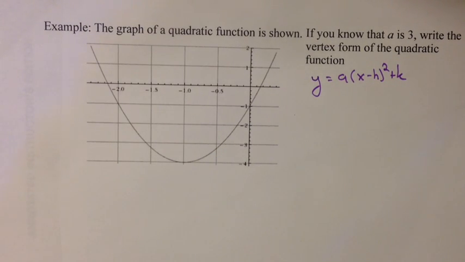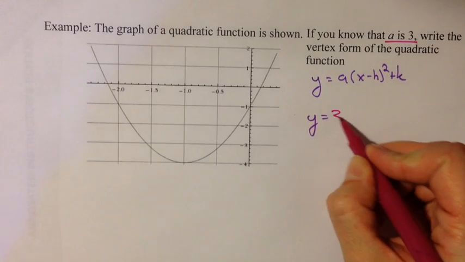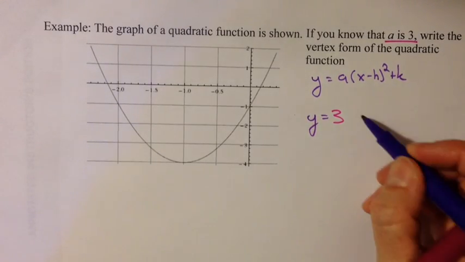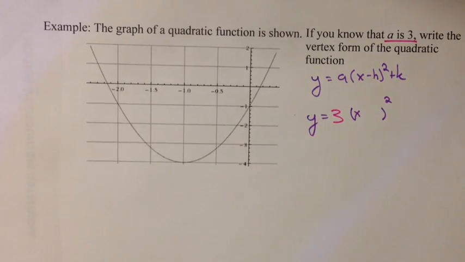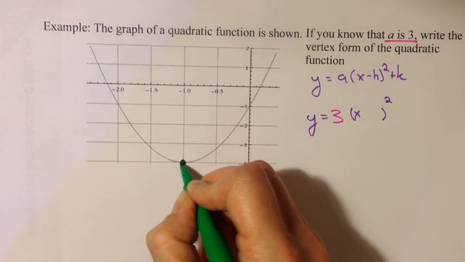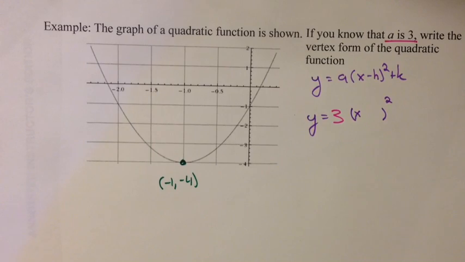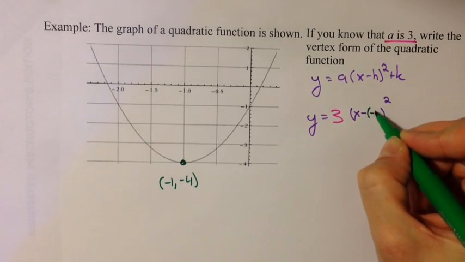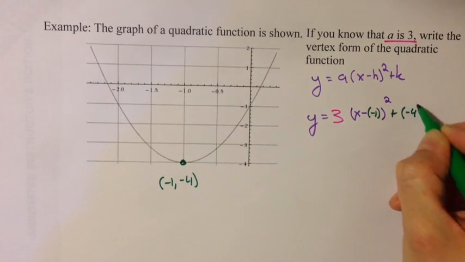The first thing I noticed is that the problem said that a is 3, so we can fill that in right away. We know that y equals 3 times some other stuff. Now, I'd like to know what h and k are. Those come from the vertex, and on my parabola here, I can actually read the vertex right off. The vertex is happening at (-1, -4). So that means that h must be -1. But remember, this is minus h, so minus -1. And then k is -4, so this is plus -4.